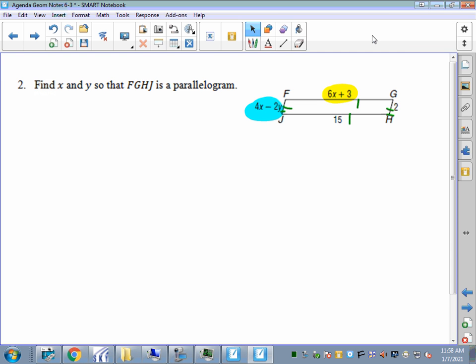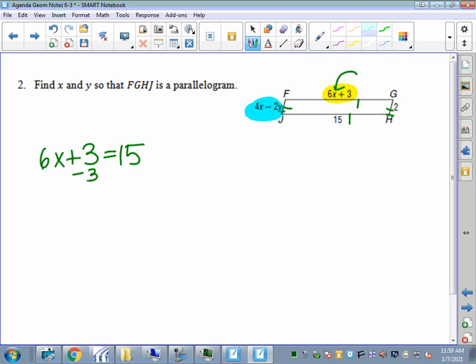In class, I would ask you which set do you want to make congruent first and solve? And I'm betting that you're going to tell me this one because the 4x minus 2y already has an x and a y in it. So I'm going to set this up. 6x plus 3 equals 15. Should be a pretty quick and painless solve. If 6x equals 12, I'm hoping you agree with me that x equals 2.